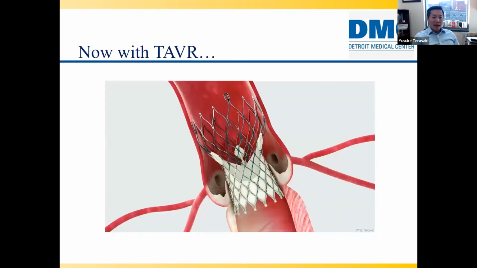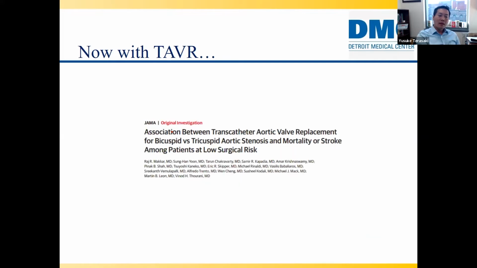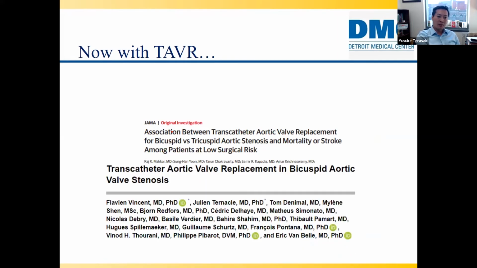However, now with the advent of TAVR, which has been a very disruptive technology in a good way, a percutaneous approach of replacing the aortic valve for aortic stenosis, we have this whole slew of interest from interventional cardiologists, and renewed interest among surgeons because of that. There is a lot of literature and studies coming out saying that TAVRs are now safe in bicuspid valve patients, in high risk as well as low risk patients.